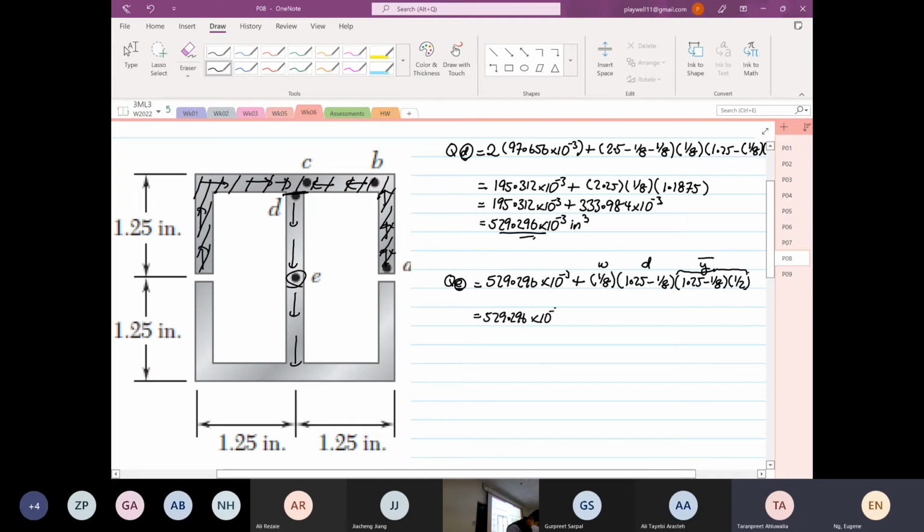So this is equal to 529.296 times 10 to the power minus 3 plus 1.25 minus 1/8, squared, times 0.5 times 1/8, which is equal to 79.102 times 10 to the power minus 3. So this is equal to 529.296 times 10 to the power minus 3 plus 79.102 times 10 to the power minus 3, which is equal to 608.398 times 10 to the power minus 3 inches cubed.